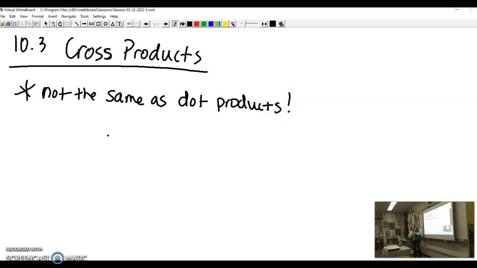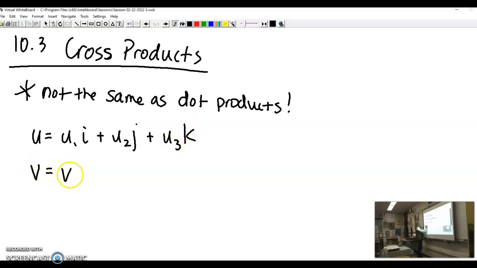With cross products, you're still in a three-dimensional plane. We're going to say we have two three-dimensional vectors. So 10.2, if you've not watched the video, it's on three-dimensional vectors. And I'll go over questions if you have them on the homeworks as soon as we finish these notes. But we're going to say U is this vector U1i plus U2j plus U3k. And vector V, we'll call it V1i plus V2j plus V3k.